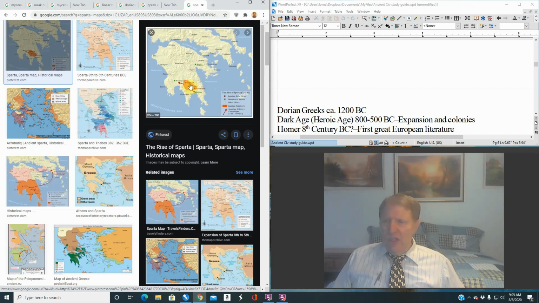And the print's kind of small. I have a hard time seeing it. But they go over the hills and conquer these areas. And they enserf the people over here. Now, there are rebellions over here that last for decades. These people don't want to be controlled by the Spartans.